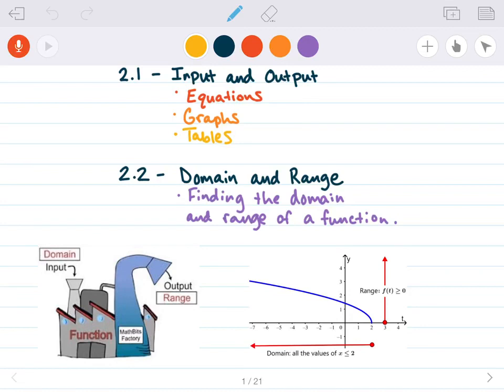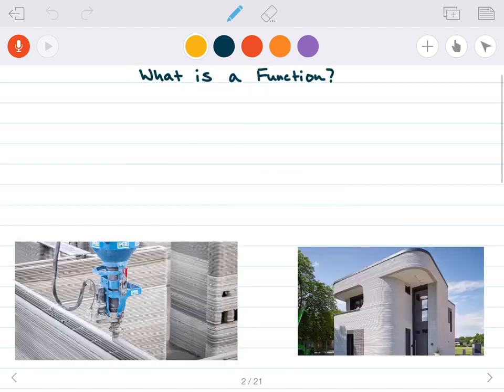Hey guys, in this video we are going to talk about 2.1 and 2.2 in the textbook. We're going to talk about input and output and how we can use the definition of a function as equations, graphs, and tables to figure out inputs and outputs. And then in 2.2 we're going to look at the domain and range of functions algebraically and graphically. So let's go ahead and get started.